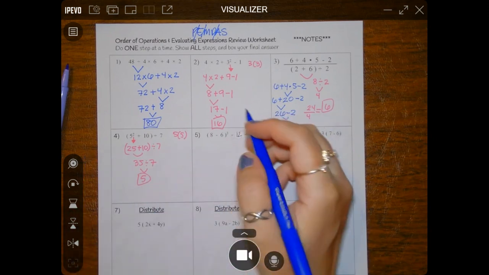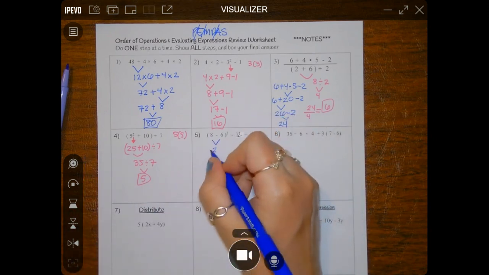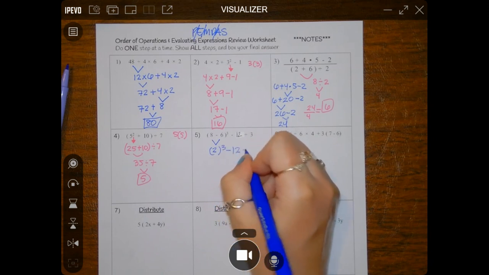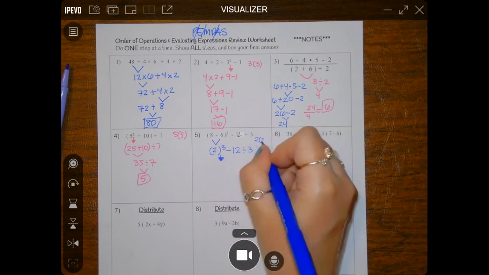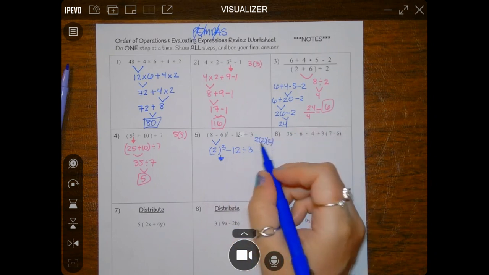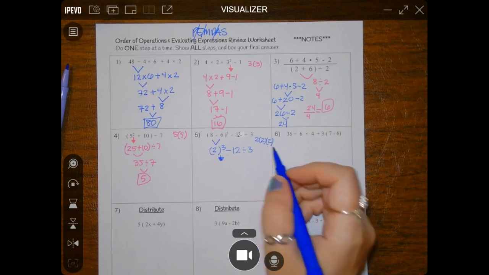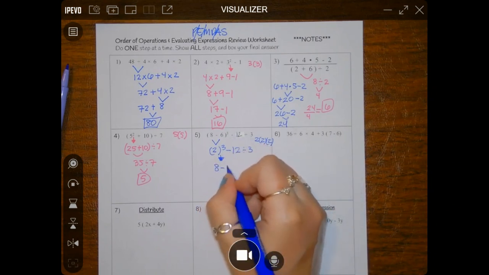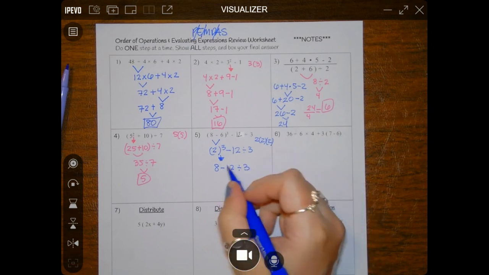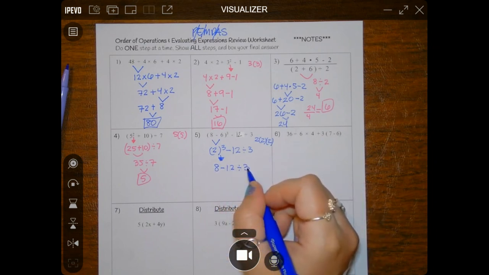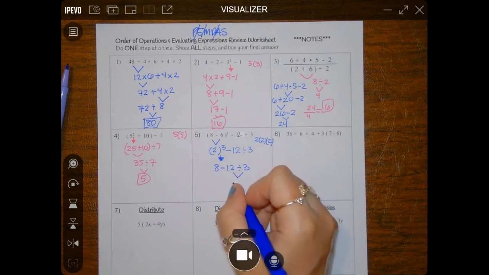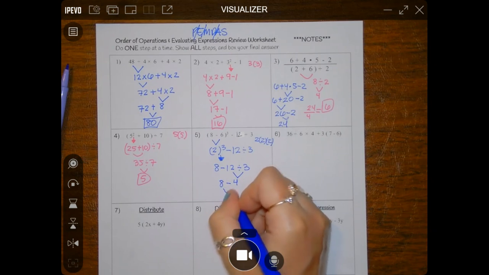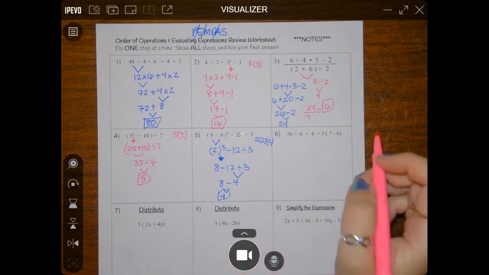Okay, for my next one, you have 8 minus 6 is 2. And 2 cubed is not 2 times 3, it's 2 times itself 3 times. So that's 2 times 2, which is 4, and 4 times 2, which is 8. Okay, now parentheses are gone, exponents are down to a single number, and then you look for any multiplication or division. Right here, 12 divided by 3 is 4, and 8 minus 4 is 4. Okay, last one of these.